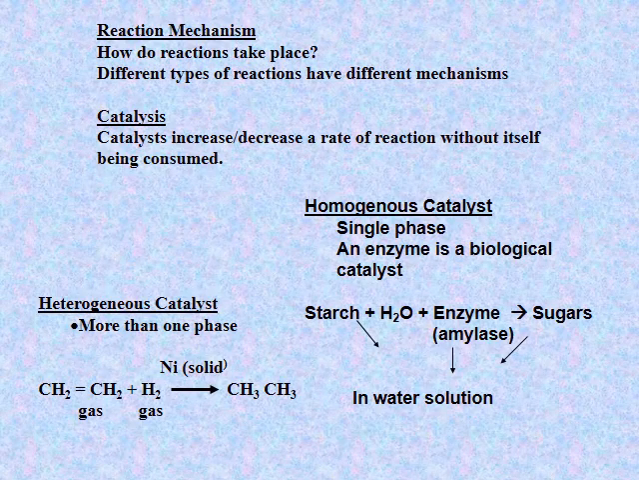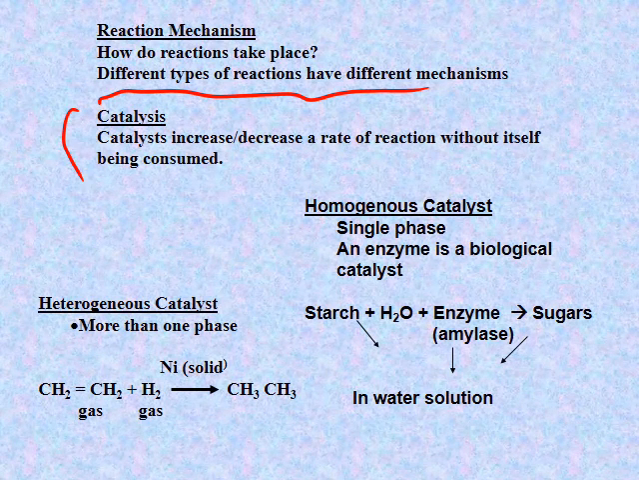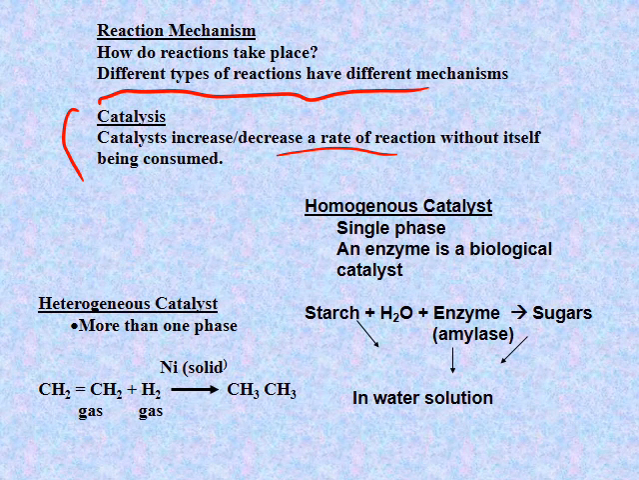Now, reaction mechanism: we give you some idea about reaction mechanism. It tells us how a reaction takes place. Different types of reactions have different mechanisms. And we already defined catalysis. A catalyst can increase or decrease the rate of reaction without itself being consumed. Because they are not consumed, you can always get the catalyst back.